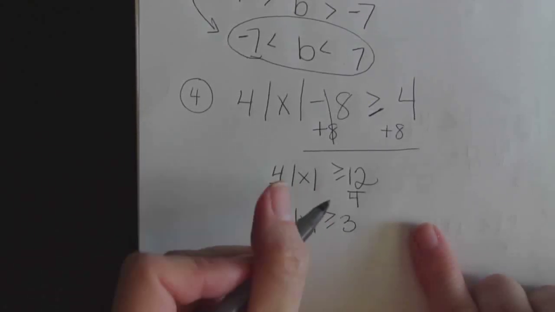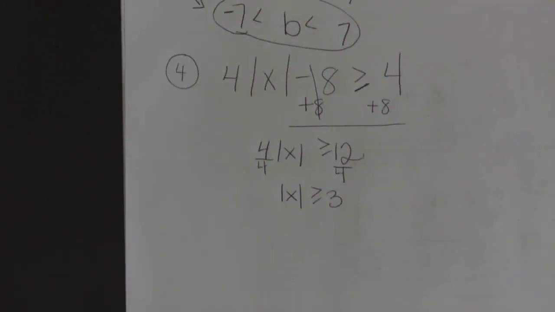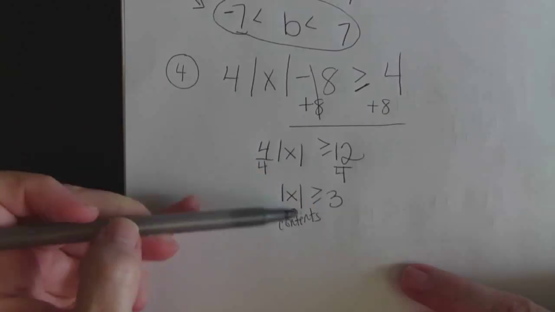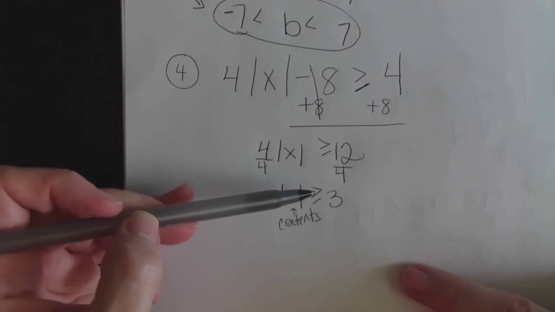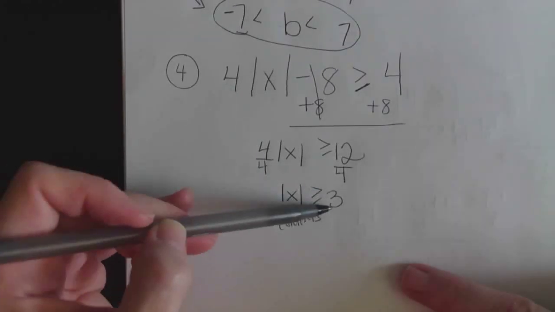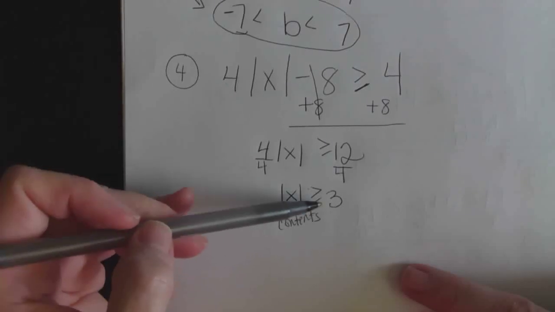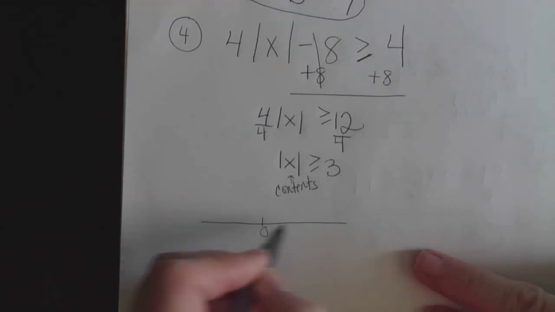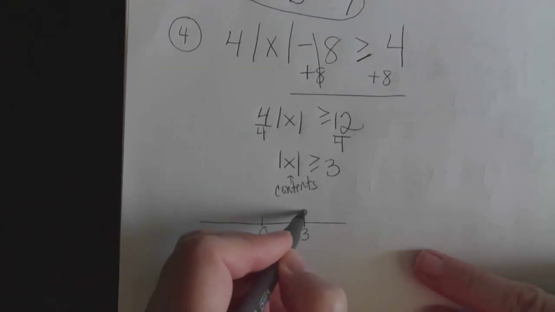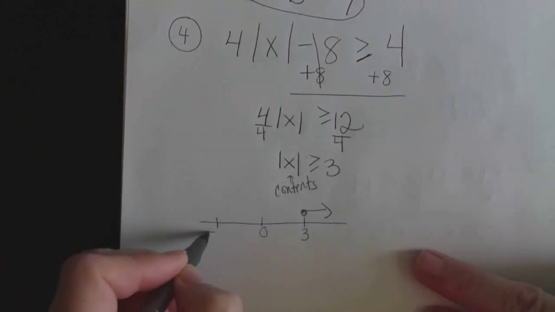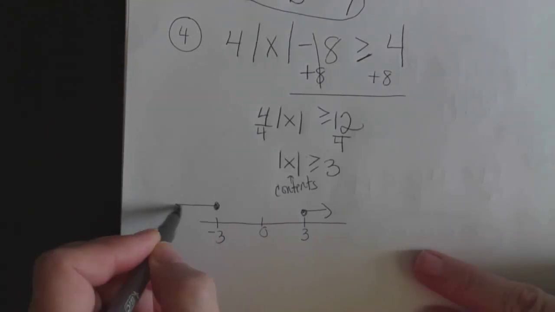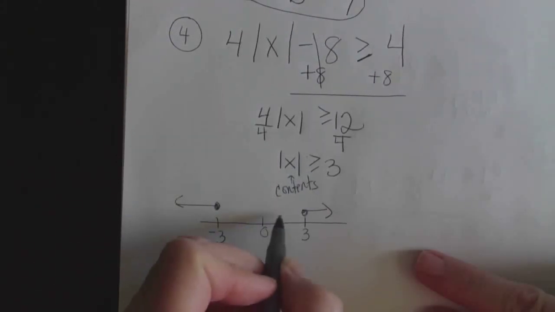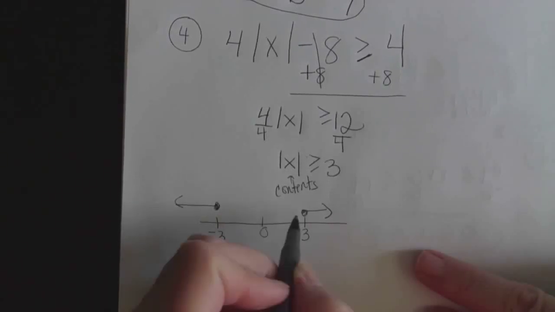Now to get rid of the 4, we're going to divide by 4, divide by 4. So now I have absolute value of x is greater than or equal to 3. And that's looking pretty simplified. Now I'm ready to address the question. The contents of my absolute value, which is nice, it's just an x, have to be more than 3 away from 0. More than 3 away from 0. Or they could be equal to 3 away from 0. So the contents have to be 3 or more away from 0.